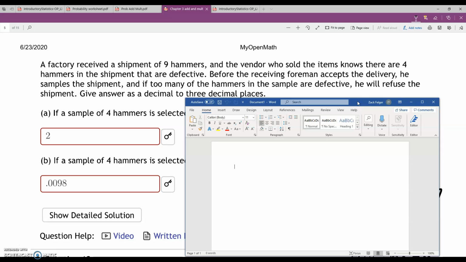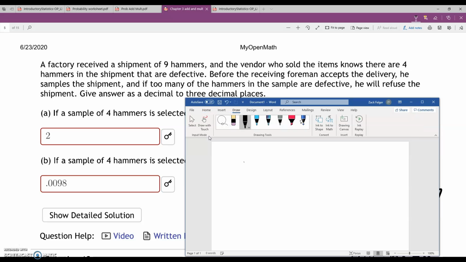So we receive a shipment of 9 hammers. We know that 4 out of the shipment are defective. So basically, we have 4 out of 9 that we know are defective. Well, we also know that this implies that we have 5 out of 9 that aren't.